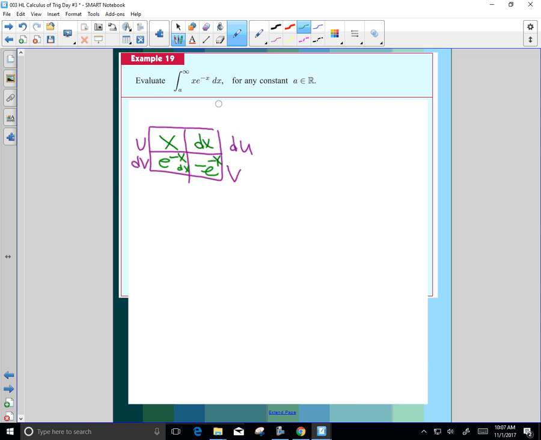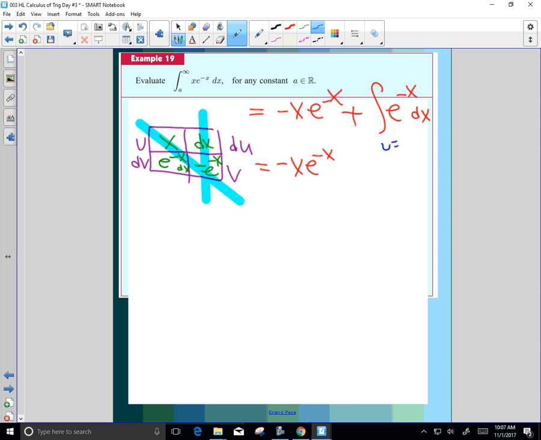All right, so now we go crazy, x marks the spot, yielding the formula of negative x e to the negative x minus the integral of negative e to the negative x dx. This will be negative x e to the negative x. What's the antiderivative of e to the negative x?